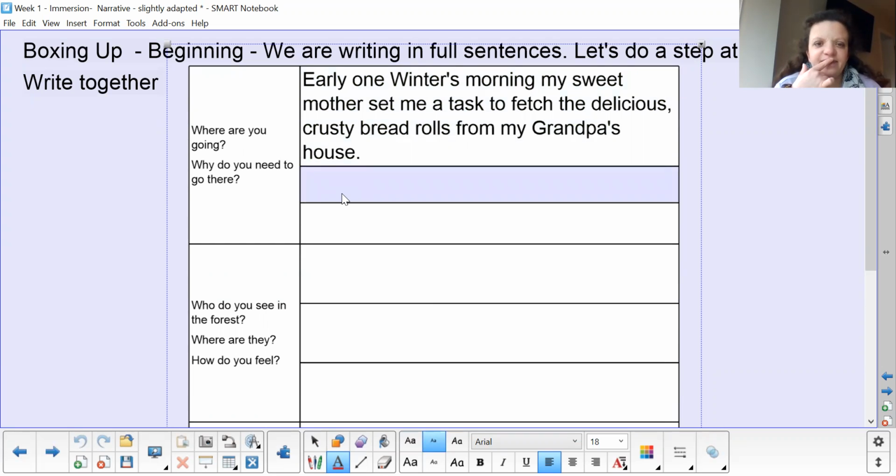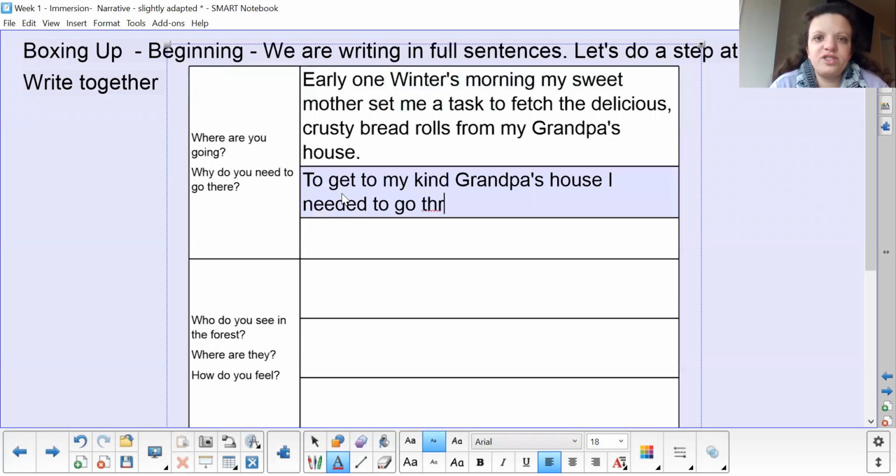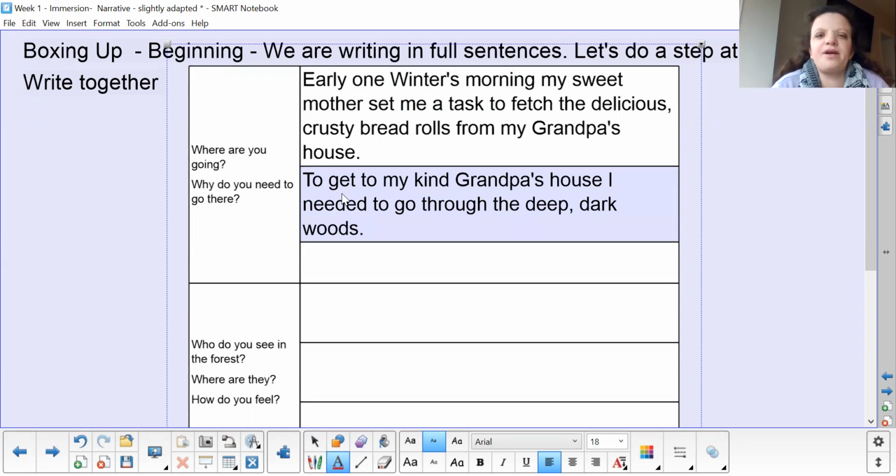How did I have to get there? Oh, to get to my grandpa's house, I'm going to add an adjective. To get to my kind grandpa's house, I needed to go, or I'm going to use some language from my reading, through the deep, dark woods, with a comma because it's two adjectives together. Oh, no, forest, wasn't it? Forest. Oh, I'm going to put woods. I'm going to change my idea. I need to go through the dark woods.